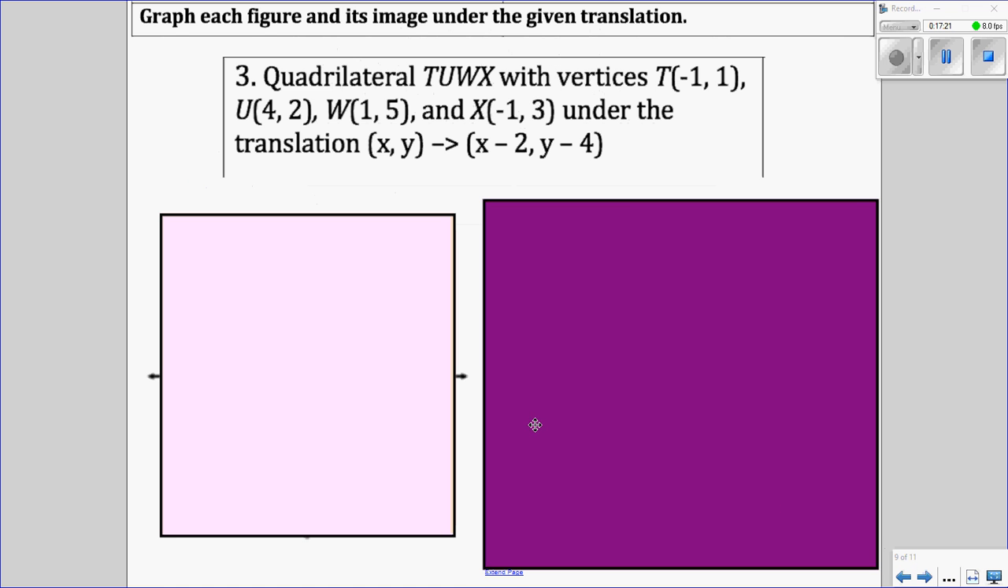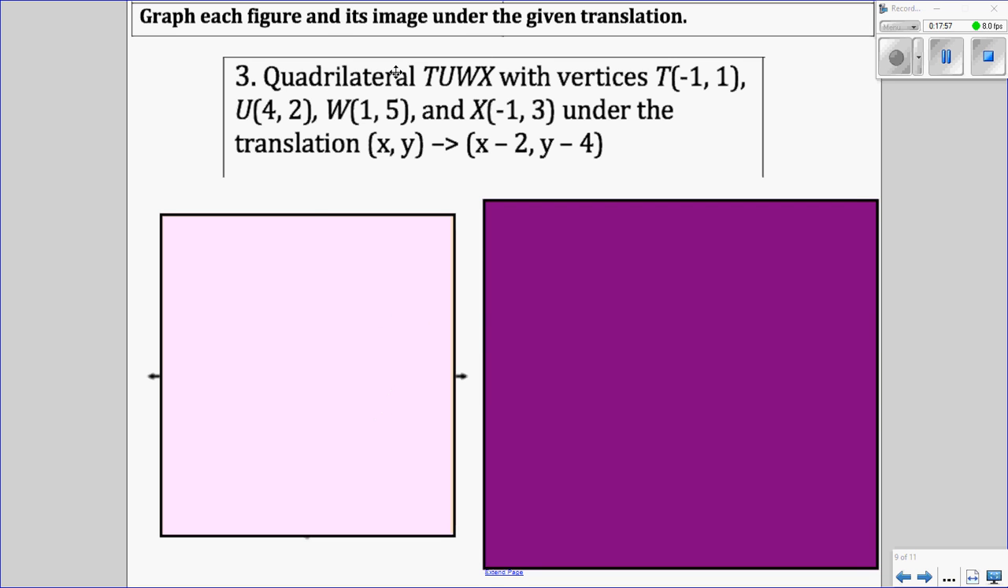All right, so now they tell us to graph each figure and its image under the given translation. Notice how it says graph each figure and its image. That means you have the pre-image plus the image. If you only gave me one or the other, then you're going to get partial credit. And don't let me take points away from you because you didn't follow directions. Do give me everything that they're asking you for so you can get full credit. And of course, you have to be accurate with your answers.